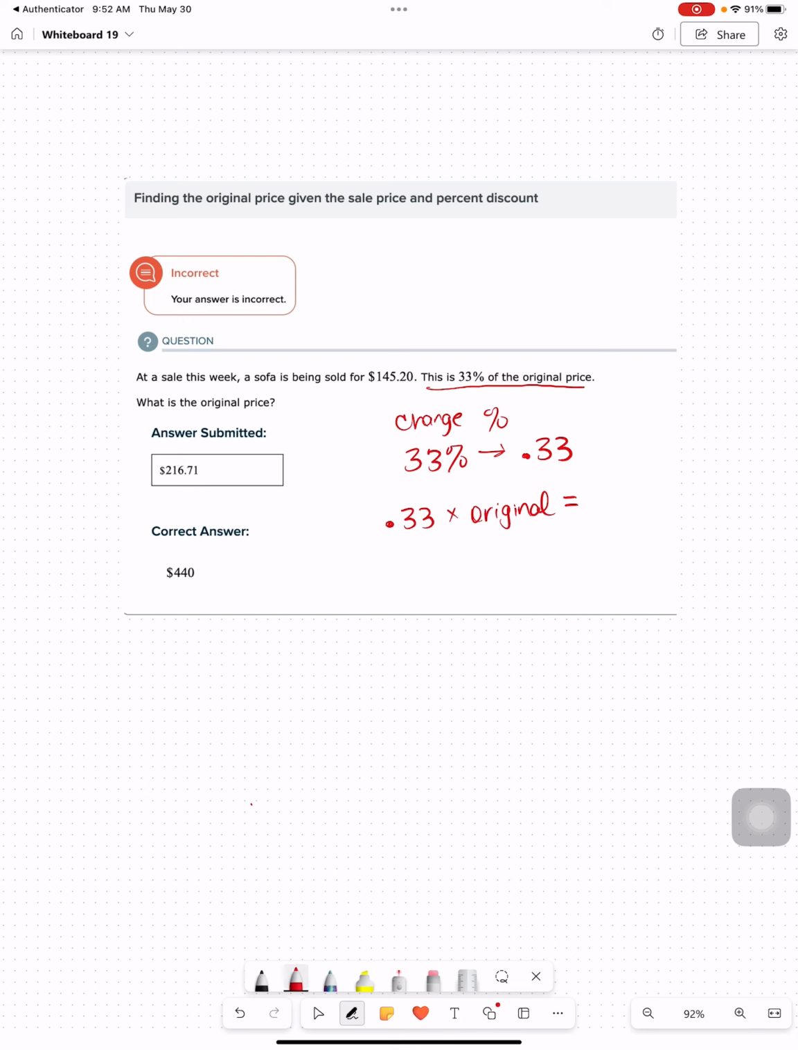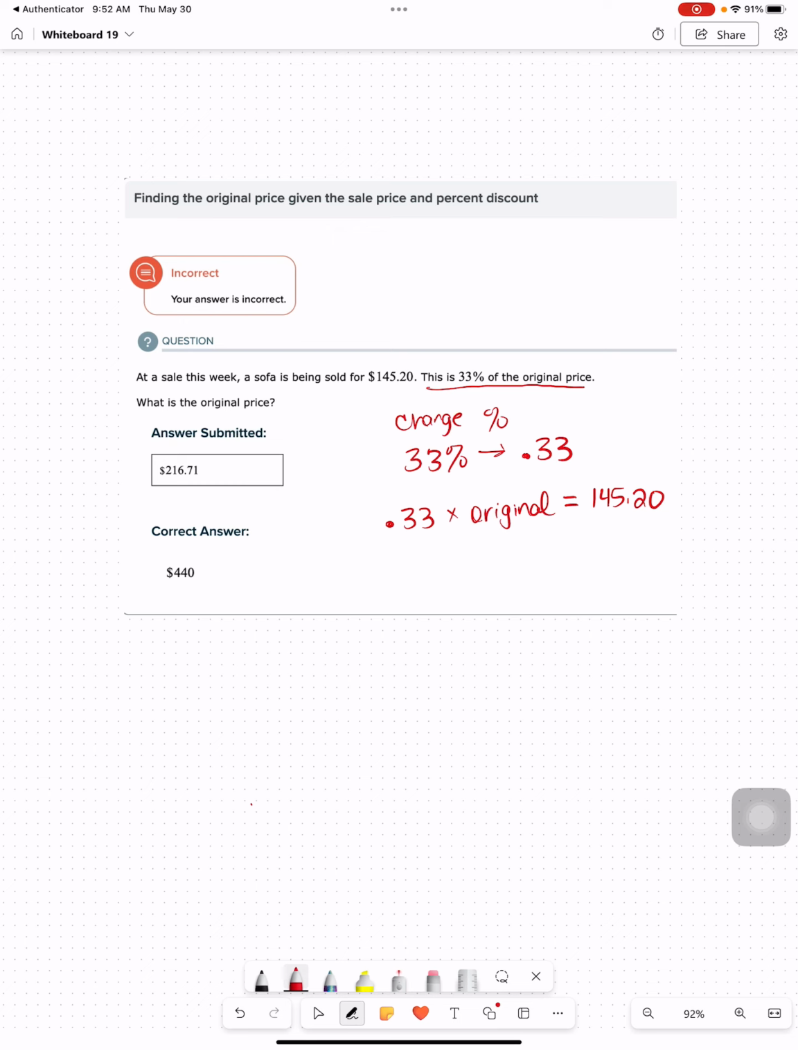Depending on the word problem and the information that's given, sometimes we have different circumstances, but given this information, it is specifically saying that $145.20, that is 33% of the original price. And then it's asking me to solve for that original price.